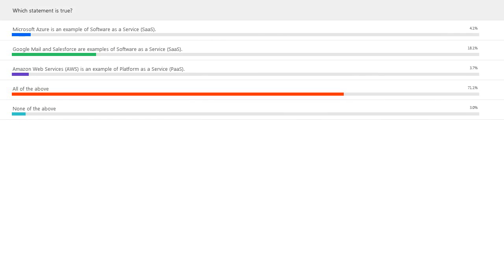So let's look at the results. Looks like we have all of the above as the majority. Actually, the answer is B. Google Mail and Salesforce are examples of software as a service, or SaaS. 16.9% of you answered correctly there.